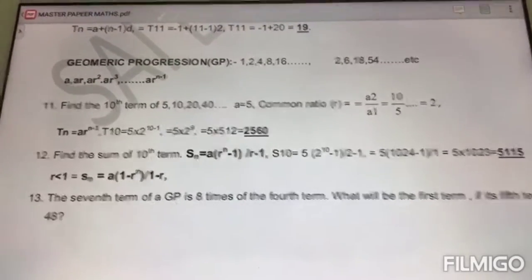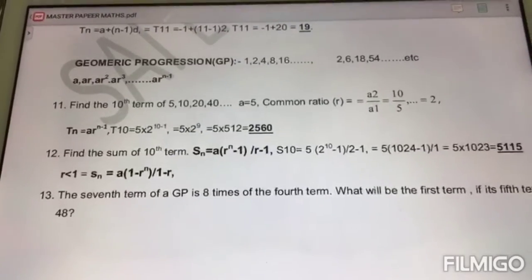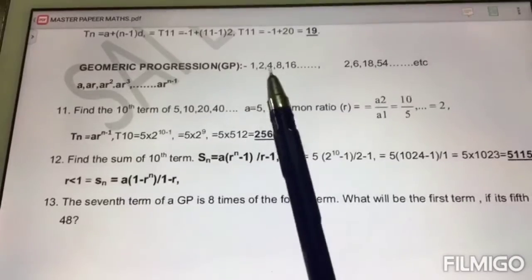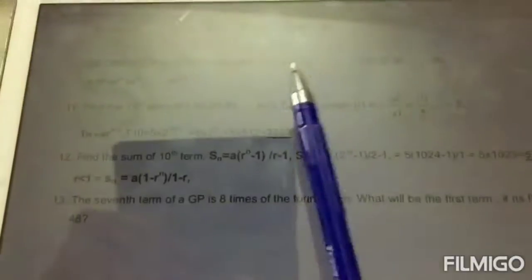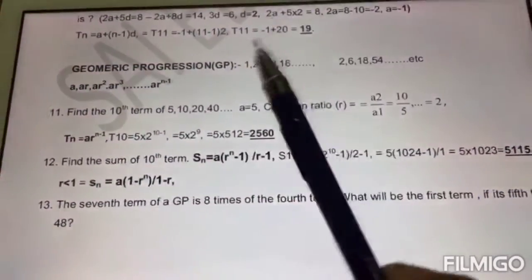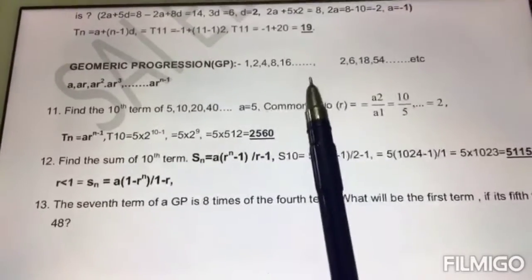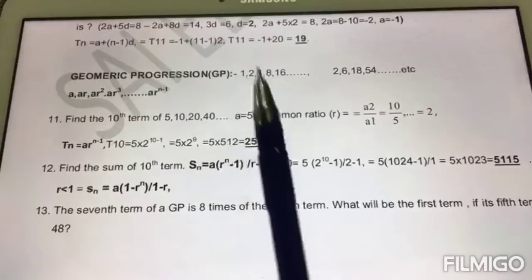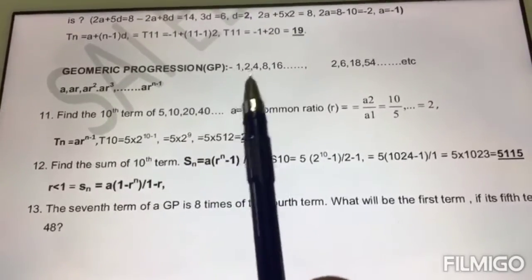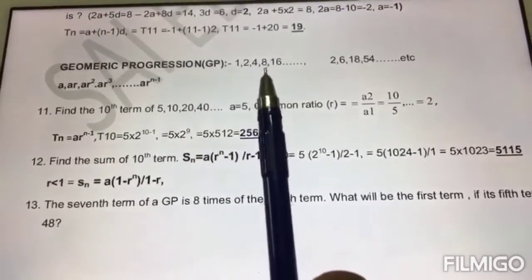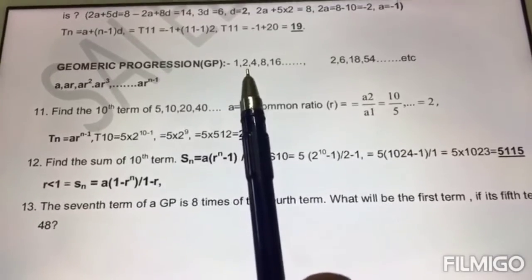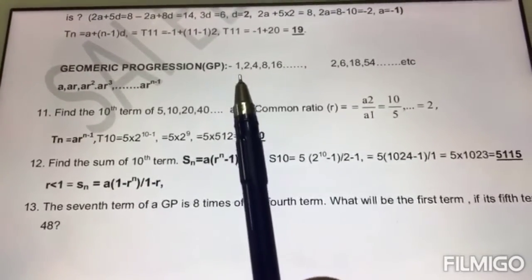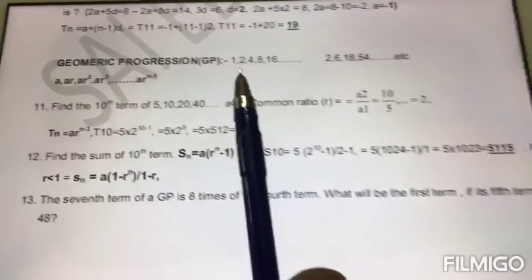So let's get started. Geometric progression: as we saw, in arithmetic progression, the difference between the consecutive terms is always equal. But in geometric progressions, that is not the case. What is the difference between arithmetic and geometric progression? In geometric progression, except for the first term, all other terms are obtained by multiplying the previous term by a common factor or a common number, which is called the common ratio, right?